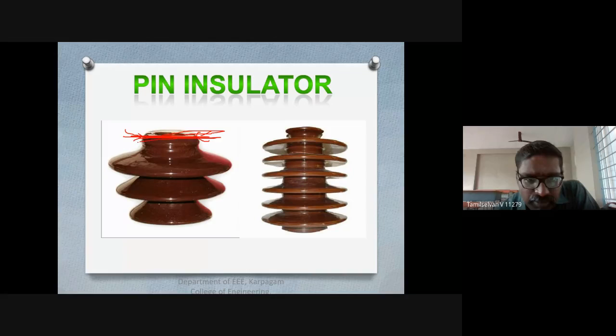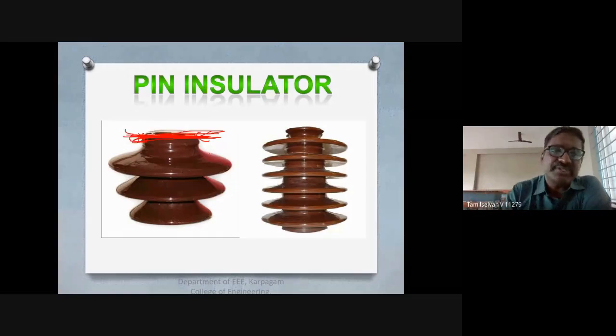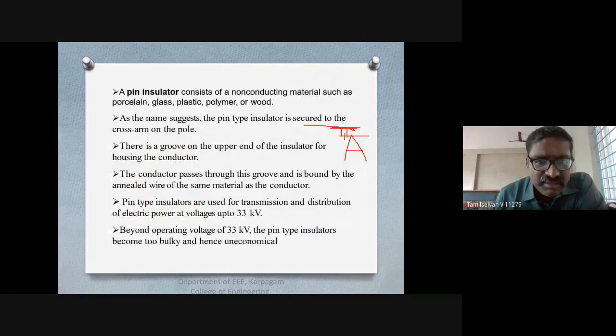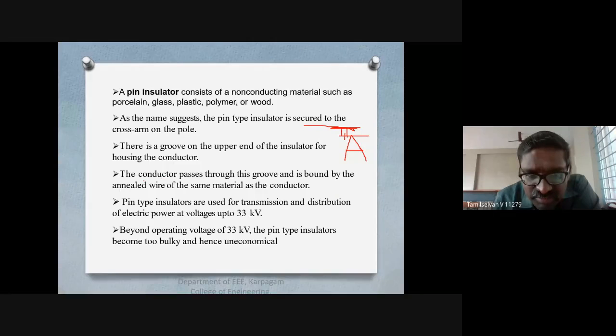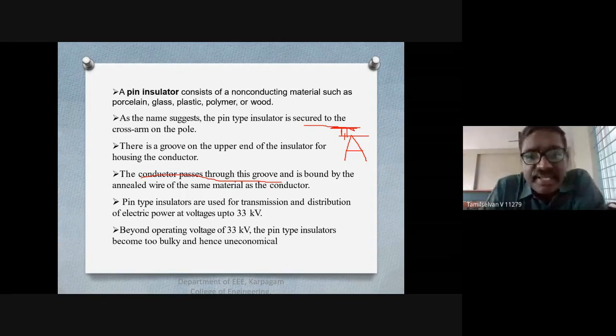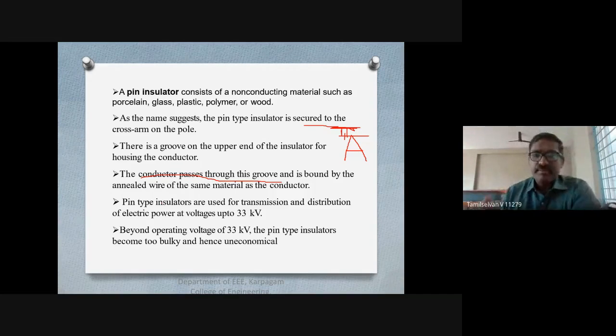The conductor will be placed through this groove, and it will be tied so that at any cost, even in high wind pressure, it won't come out of the insulator. So the conductor passes through this groove and is bound by an annealed wire of the same material as the conductor. It will be tied with that.